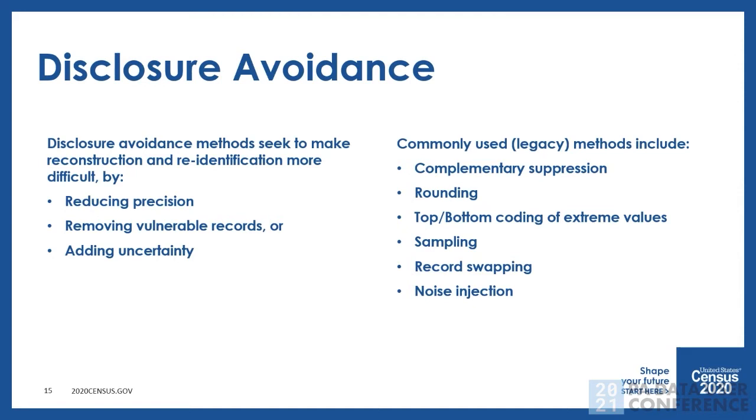Commonly used traditional methods of disclosure avoidance include things like complementary suppression of cells or tables in your data releases, rounding the values that you publish, recoding extreme variables or extreme values of the data, either at the top or bottom end of the spectrum, sampling from a larger distribution, swapping records like we used in 2010, or other forms of injecting or infusing noise or error into the data.